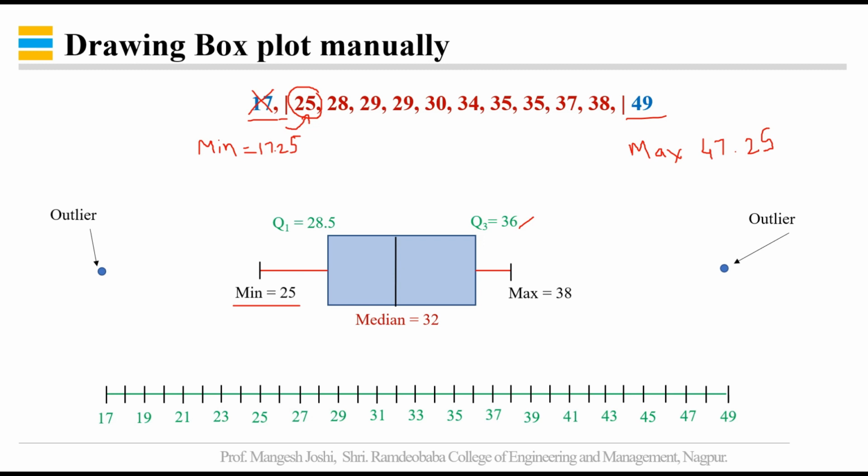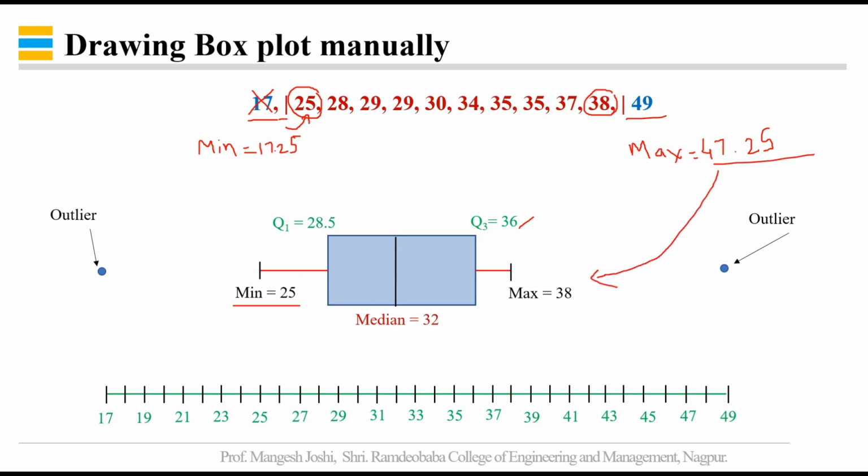Similarly, the maximum value given by the formula is 47.25, right? But there is no value between this 47.25 up till 38, and hence we will shift this maximum from 47.25 to 38.